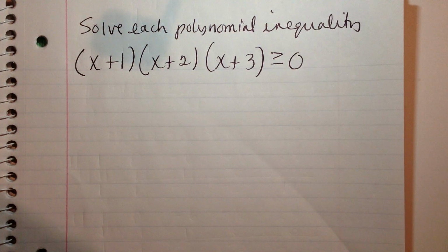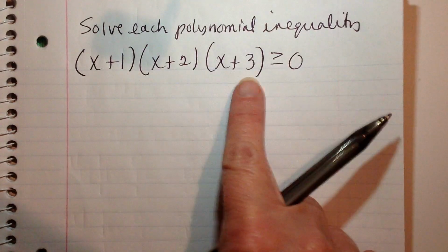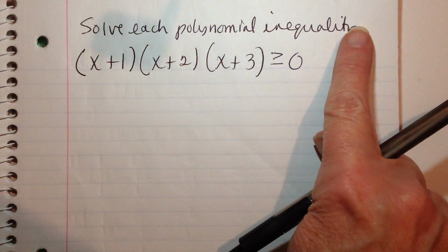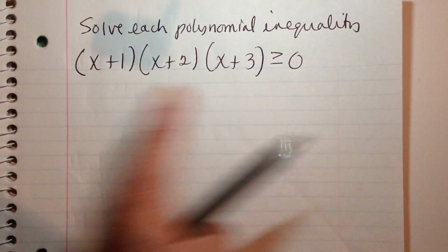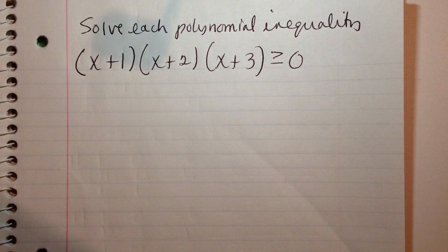Let's look at this problem. Solve each polynomial inequality. When I look at this problem, I see parentheses. This tells me that the factoring has already been started and it's actually already been finished. So I see that these have been factored. Maybe this was a polynomial prior to this, but they have factored for us. So when you see parentheses, that's a good thing. The factoring has already been completed for you.